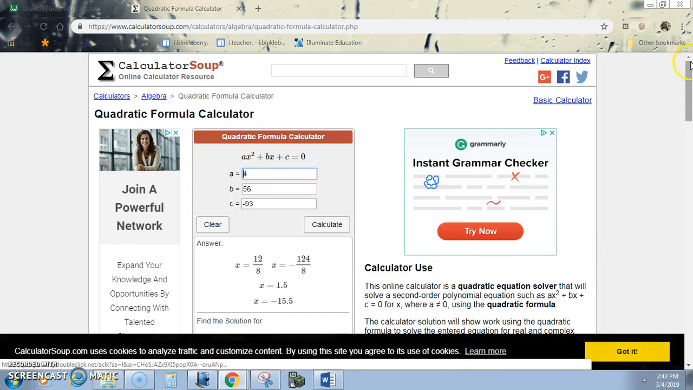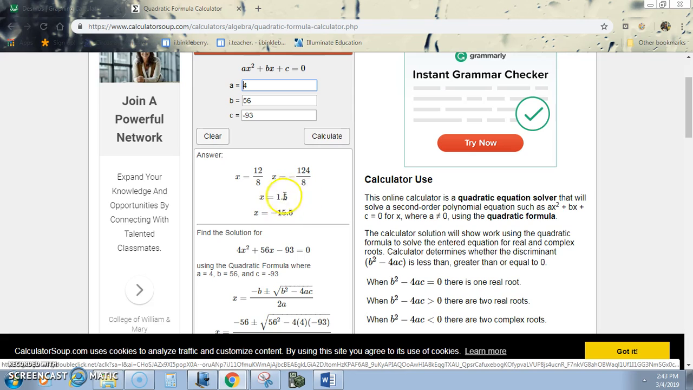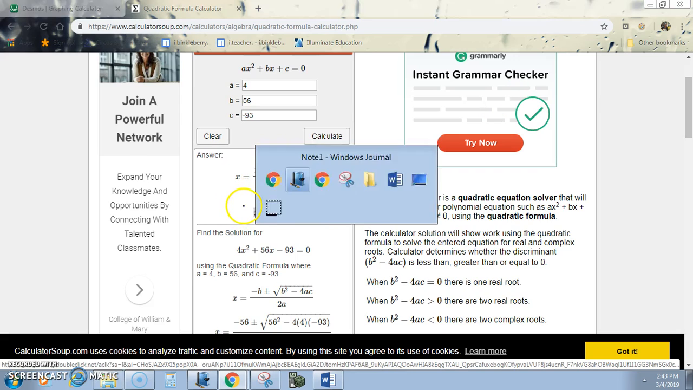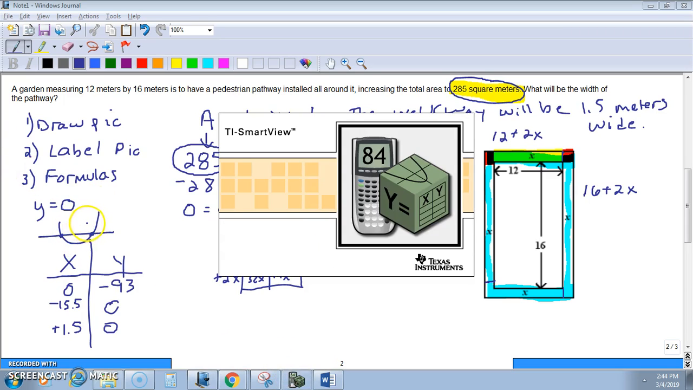And our answers, the same answers we got from that graph, right? Our x equals negative 15.5 as one answer, and x equals 1.5. So there's our two answers right there. We will learn how to do this. So we have 0 when y is 0, x can be both negative 15.5, and it can also be positive 1.5. Now if I find the average of those two numbers, that will give us the middle.